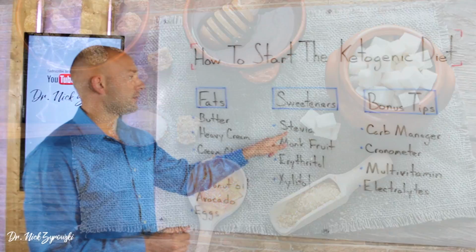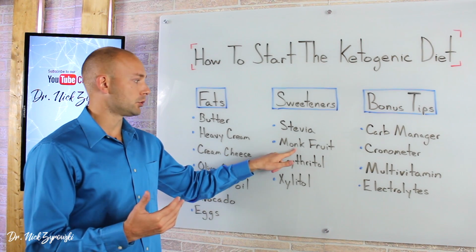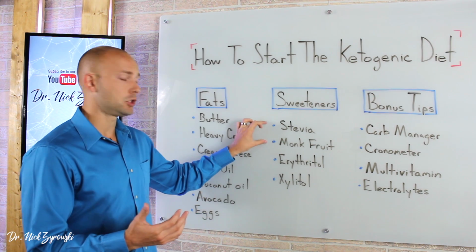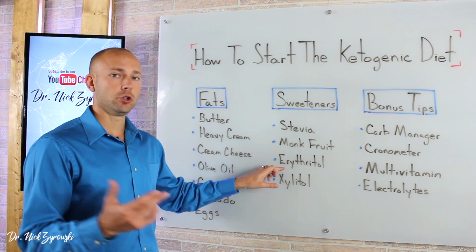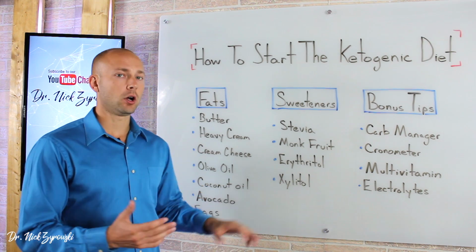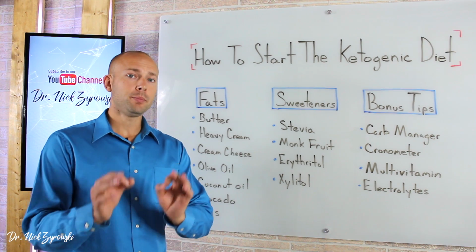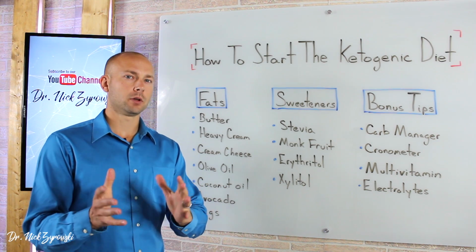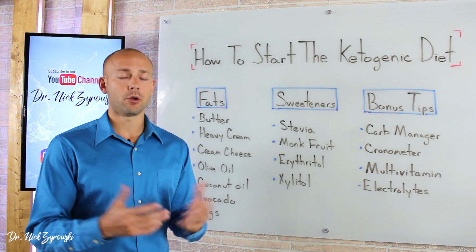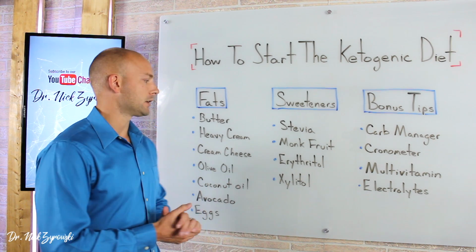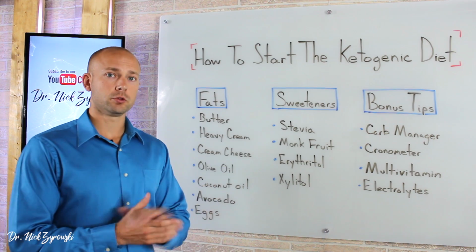So first here, stevia is a great one. Monk fruit is also a great one to use. Many people like these two as their favorites, okay? Now, the other ones that you can use are erythritol and xylitol. Now, these are sugar alcohols. Some people don't do that well with them, so a lot of people tend to shy away from them. I personally use them because they don't affect me negatively in any way. So anyway, these are great sweeteners to use while on the ketogenic diet.